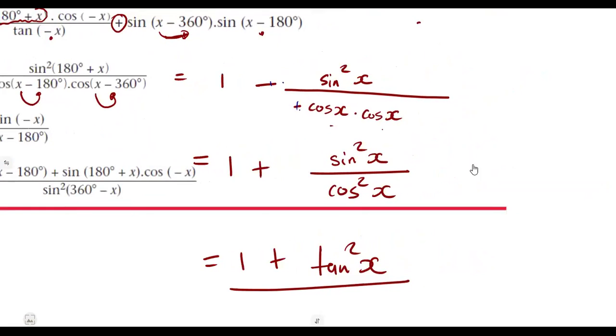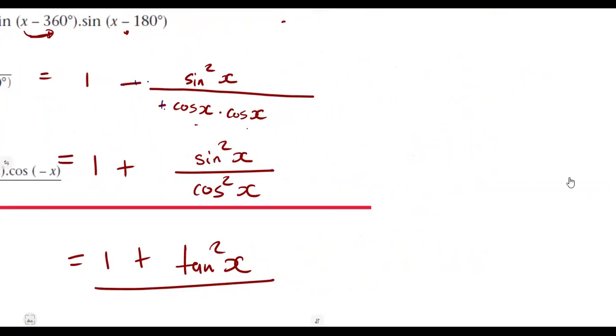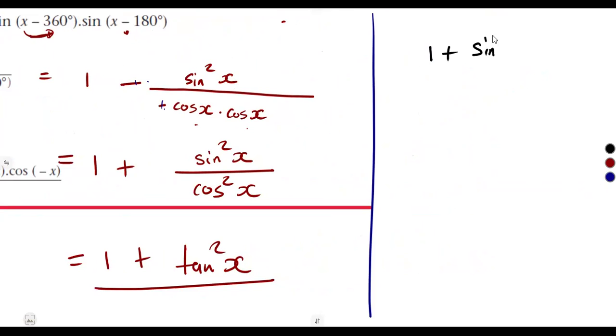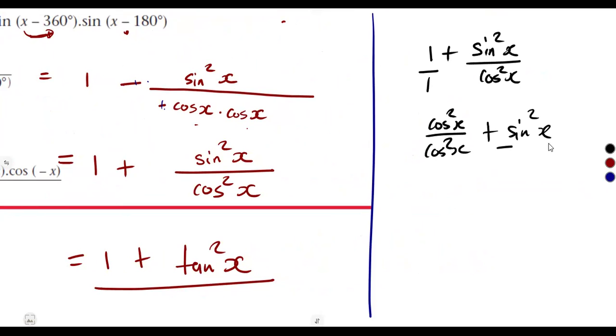Maybe you simplify this way, because someone might ask at this stage, what if I simplified it this way? 1 plus the sine squared of x over cos squared of x. We say this is over 1. So remember, 1 over 1 can be cos squared of x over cos squared of x, plus the sine squared of x over cos squared of x.